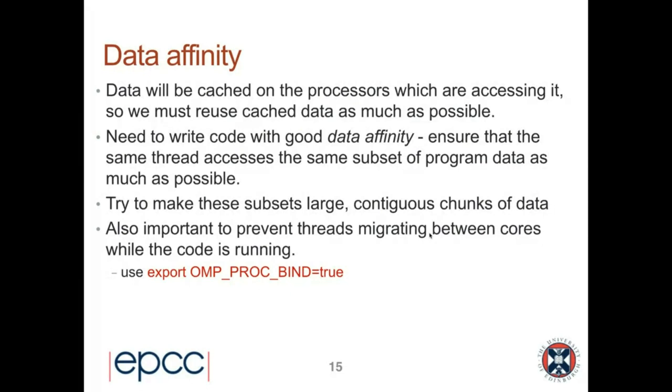And it also pays to try and make these subsets large contiguous chunks of data rather than having finely grained interleaved accesses by different threads. It's also important to prevent threads migrating between cores while the code is running, because that also ruins the data affinity. If a thread moves from one core to another, all the data it had stored in its local cache also has to move with it the next time it gets accessed. As mentioned in the previous talk, you can use OMP_PROC_BIND=true to prevent that happening.